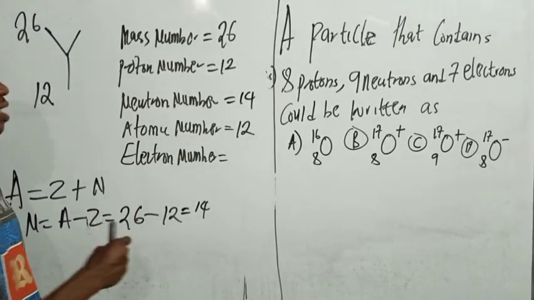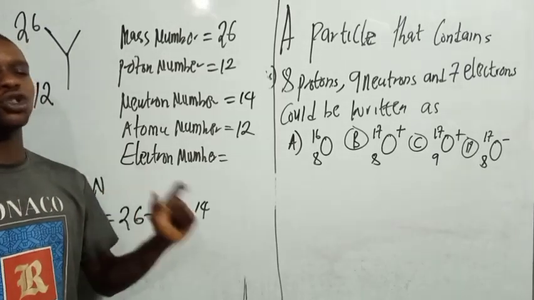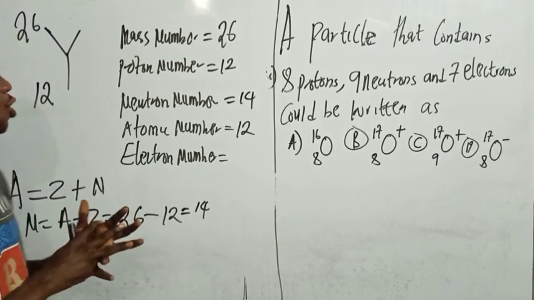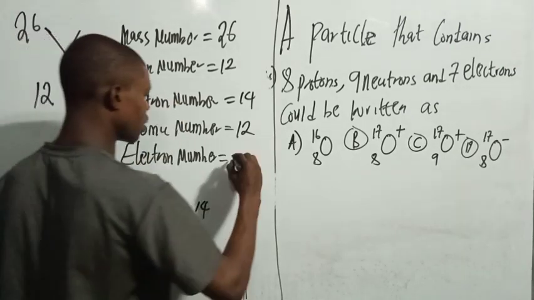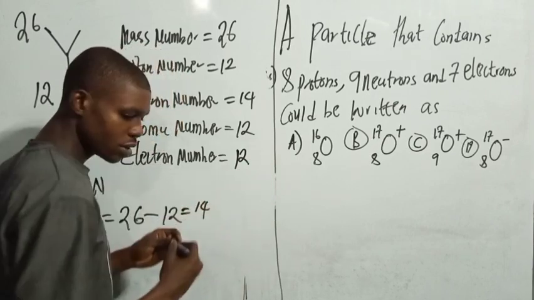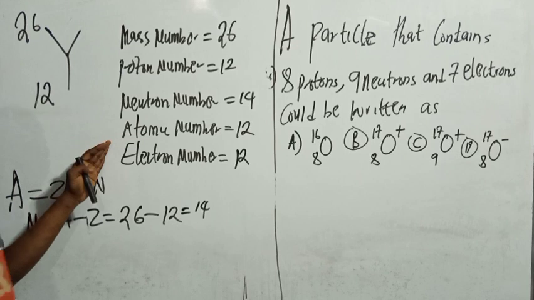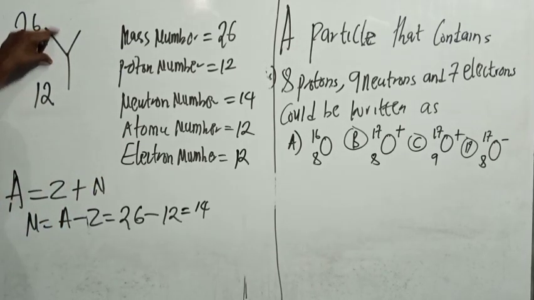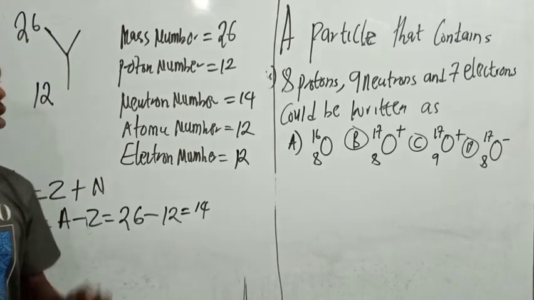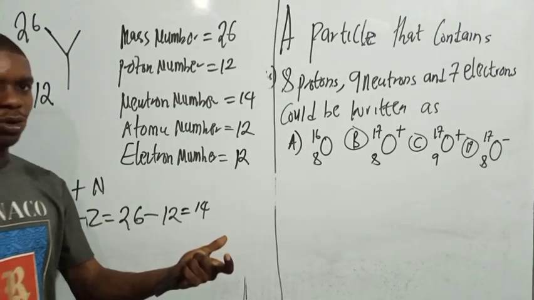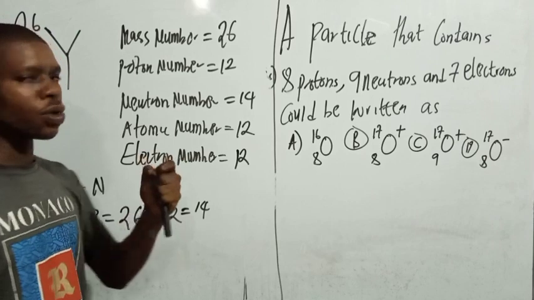Now, remember I told you that in a neutral atom, proton number is also equal to the electron number, right? So my proton number here is 12, so the electron number is 12. All these things are easy when an element like this is presented to you. Now we are going to look at the ionic symbol, that is, an atom compared with an ion.